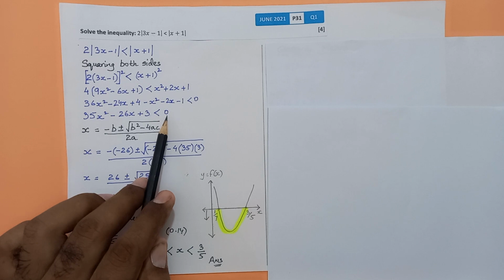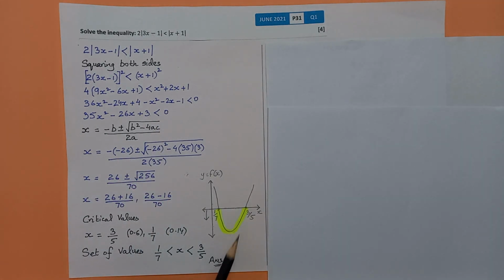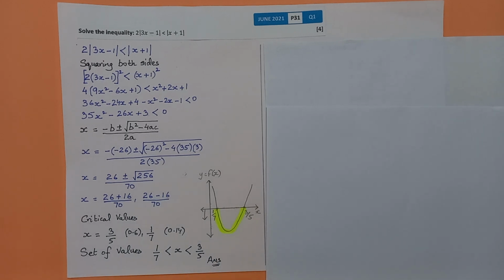That means y would be negative, and for that we could easily say that the set of values are all the values which are greater than 1 upon 7, because they are giving a negative value of y, that means less than 0, and all the values less than 3 upon 5. So finally we have written x is greater than 1 upon 7 and x is less than 3 upon 5. So these are the set of values.